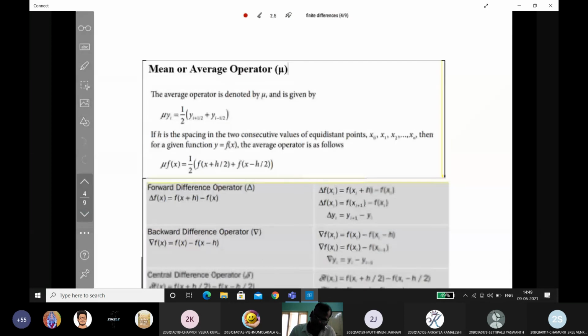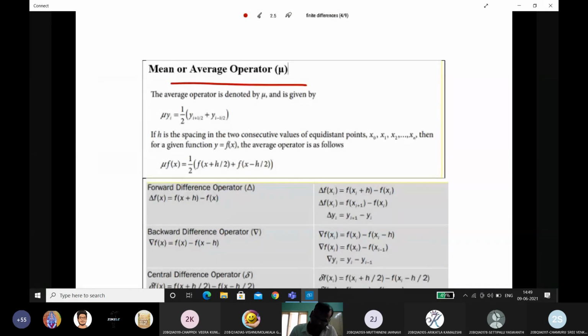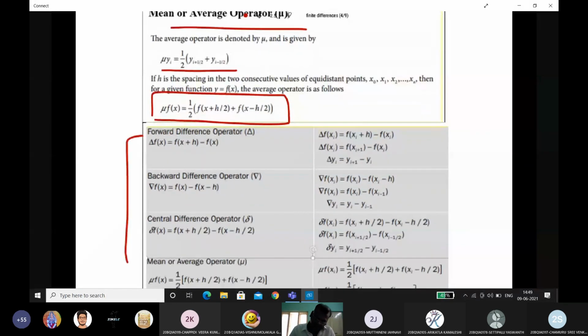And mean difference operator mu of y, y plus 1 by 2 minus 1 by 2, right? This one is very very important. Mu of f of x is equal to 1 by 2 into f of x plus h by 2 plus f of x minus h by 2, and we have written down all the formulas here like this.